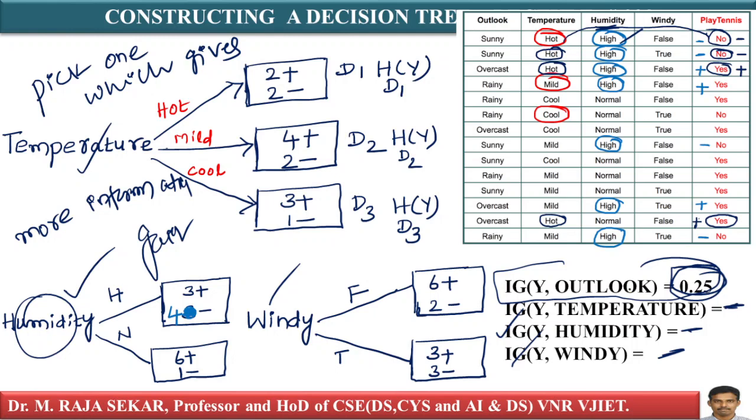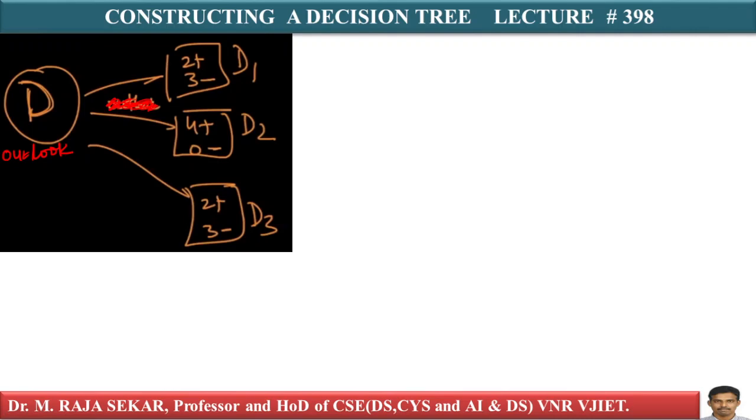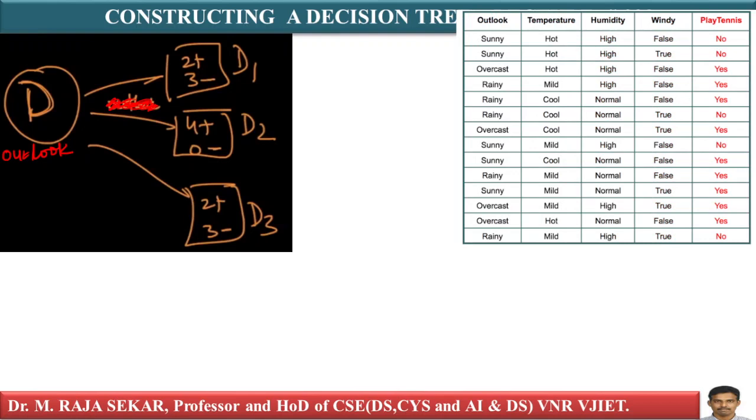I'm assuming that you will get more value for Outlook compared to temperature, humidity, and windy. When I have my data set D, as I'm getting the maximum value for Outlook, I have to break the data set capital D by using the feature Outlook, isn't it? When I choose Outlook to break the data set, what are the possible values for Outlook? As we discussed, there are 3 possible values: sunny, overcast, rainy.